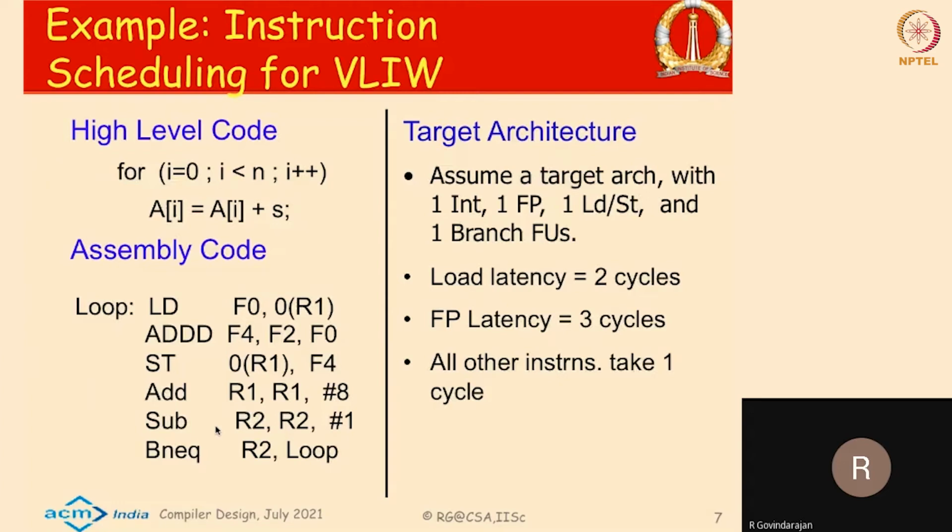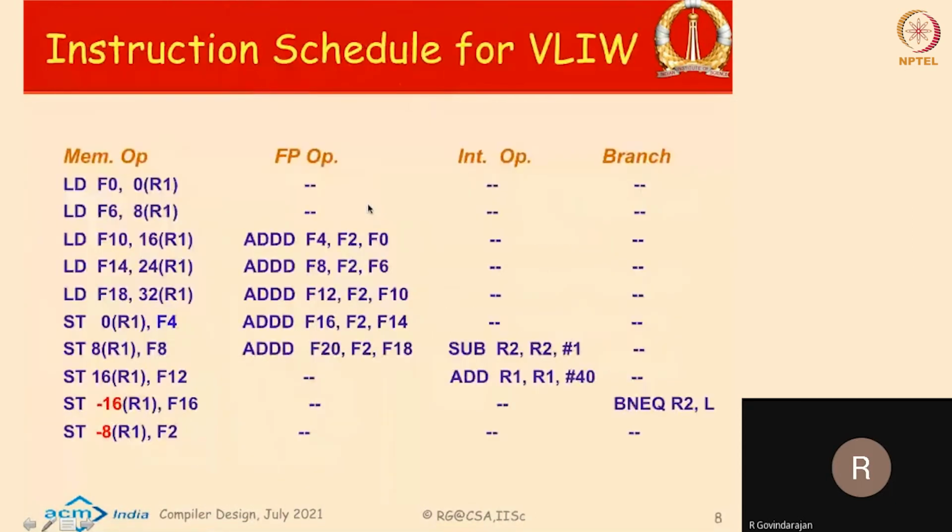So let's assume that this loop is unrolled maybe 5 times, and then it is scheduled for the VLIW processor with these kind of conditions. I'll show you what is the resulting code, right? You can see the resulting code over here, where the memory operations are put in one column, the floating point operations are put in another column, and so on. And each one is one VLIW instruction. In some VLIW instruction, there is possibly only one operation.